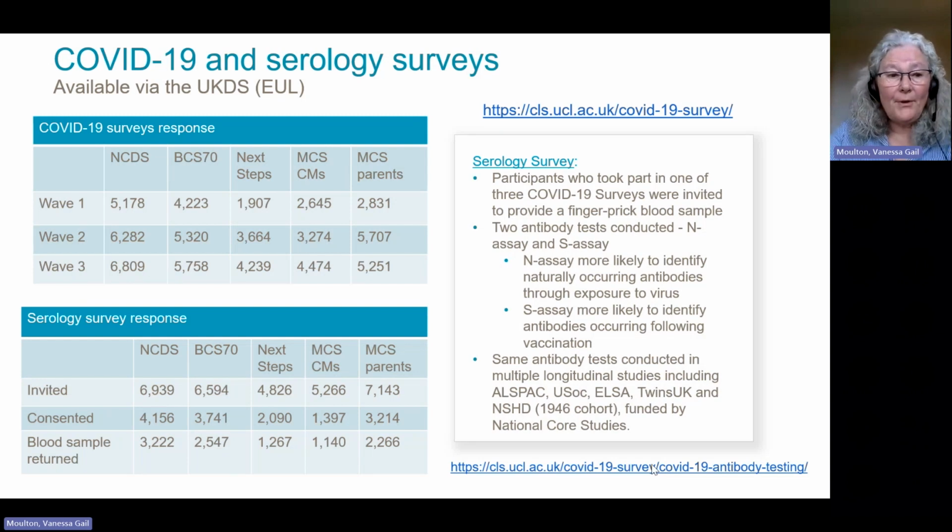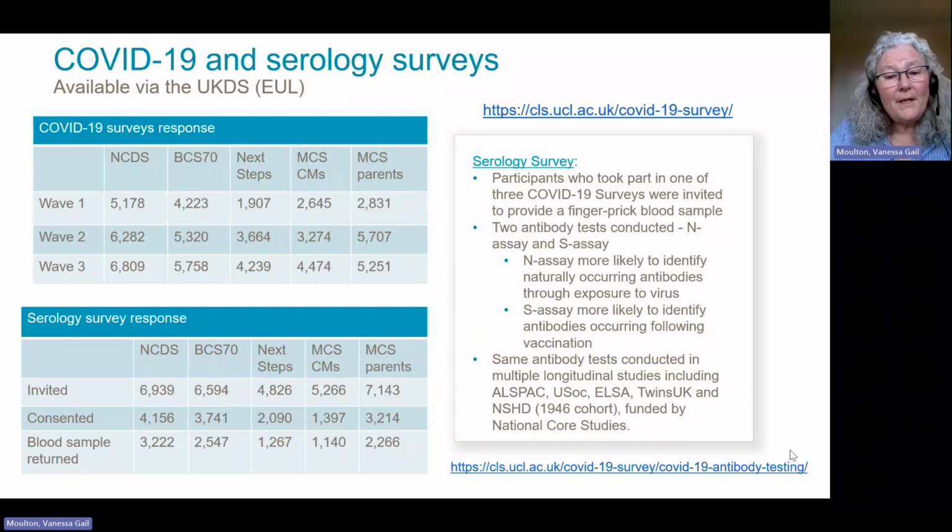So in addition to the ongoing cohort data collection, in 2020 and 2021, cohort members also completed COVID-19 surveys. There were 3 waves of data collection at different stages in the pandemic. During the autumn 2020, when restrictions had been eased, and again during the 3rd lockdown. And the surveys were completed online.